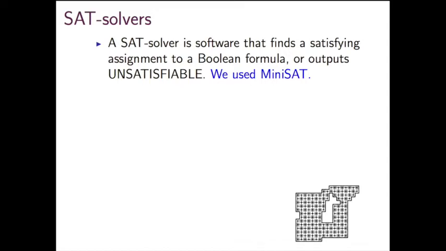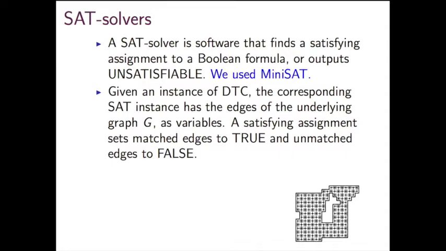Because it was the easiest one to use. And we wanted to get this thing going as quickly as possible. And the first thing that we needed to do was express our problem, DTC, as a SAT instance. And so the corresponding SAT instance has the edges of the underlying graph that I mentioned a few minutes ago as variables. And then a satisfying assignment sets the matched edges to true and the unmatched edges to false.